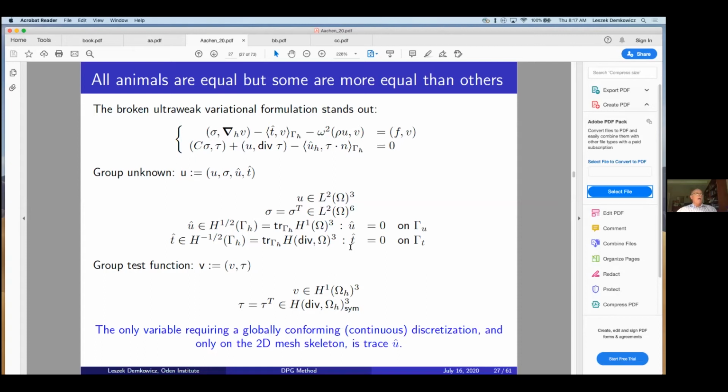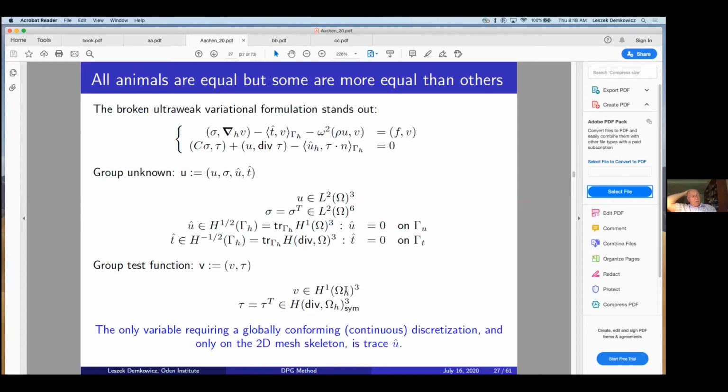Now, why do I claim that this is a special guy? Well, because you look here at what are your discretization conditions and principles and requirements. U and sigma come from L2. Well, L2 has no conformity assumption. Discretizing L2 is a freebie, nothing special. Well, the test functions come from H1, HDiv, but in a broken setting.